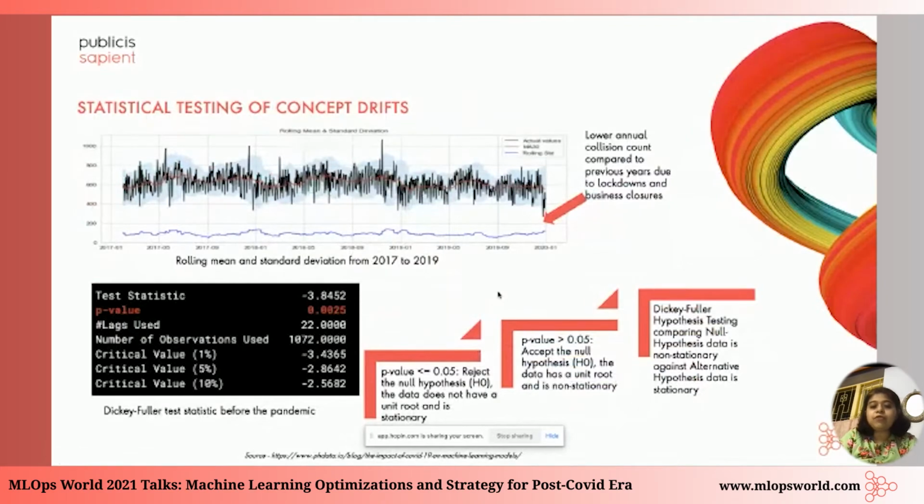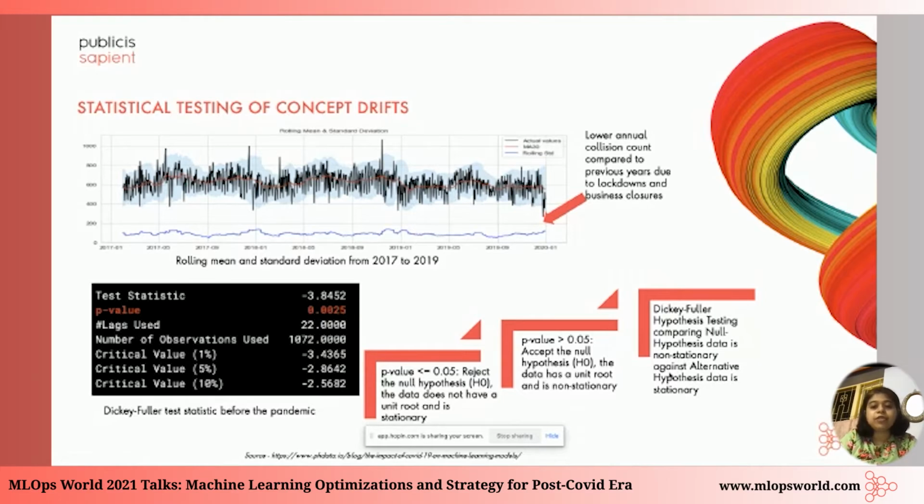So this is one kind of time series, and another mechanism of time series detection is using the Dickey-Fuller test, hypothesis testing. If you see the data here, it is from automobile collisions for previous years compared to 2020, and 2020 has seen a significant dip. Why? Because automobiles were not moving in the US due to lockdowns and business closures. And how do we identify that? There is a mechanism, Dickey-Fuller hypothesis testing, where the null hypothesis is that the data is non-stationary, against the alternative hypothesis that the data is stationary.